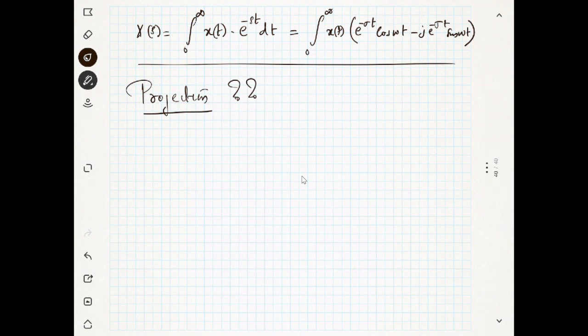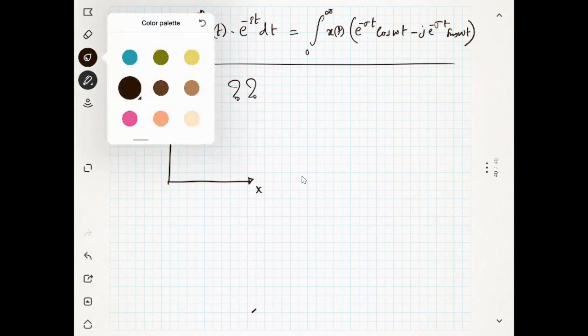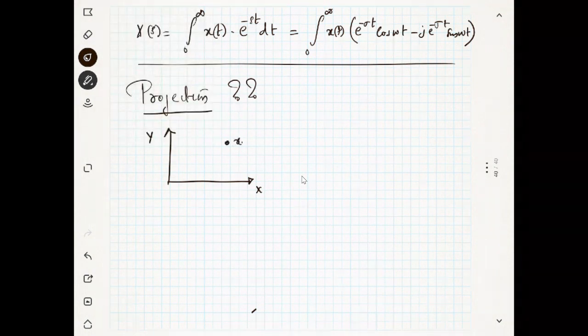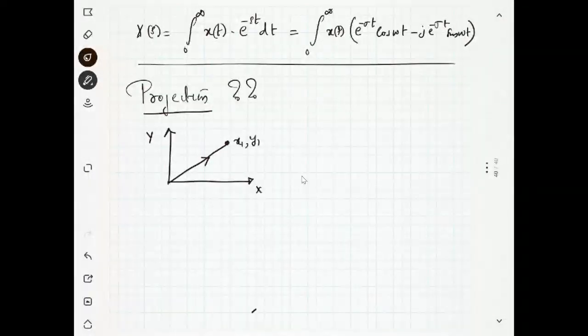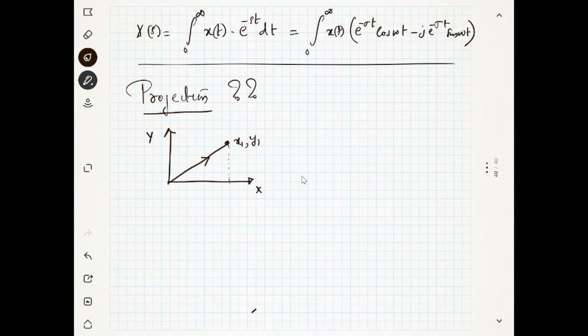Suppose, okay, the simple thing is like this. You have an x-axis and your y-axis. Suppose you have a vector which is x1 and y1. That means it is like this, a straight line which is a vector. Now you want to find what is the component of this vector along the x direction. It is nothing but x1. What is the component of this vector along the y direction? It is y1, right?